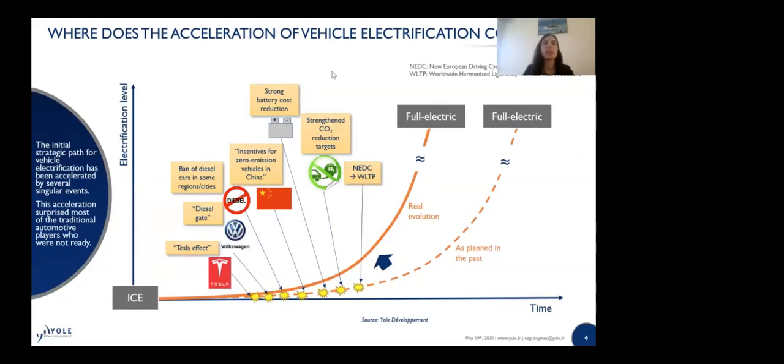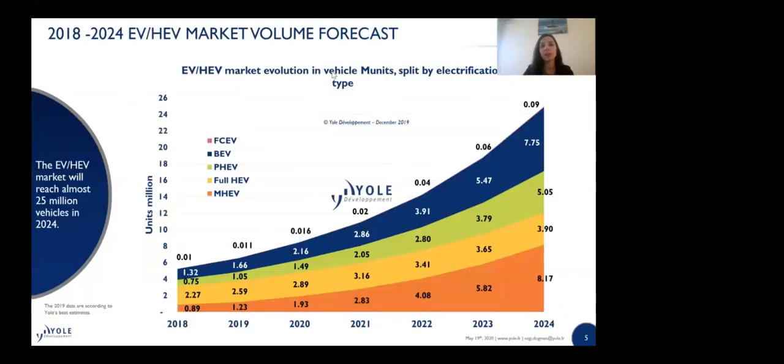So we can say that there has been a strong involvement from OEMs. More than $300 billion have been announced and invested in the EV/HEV market for the adoption of these vehicles in the next years. So here, let's have a look at the EV/HEV market volume forecast by Yole. We will have the split in terms of vehicle type.